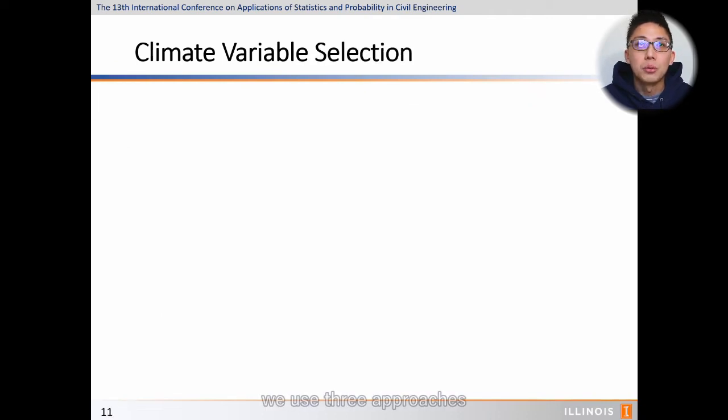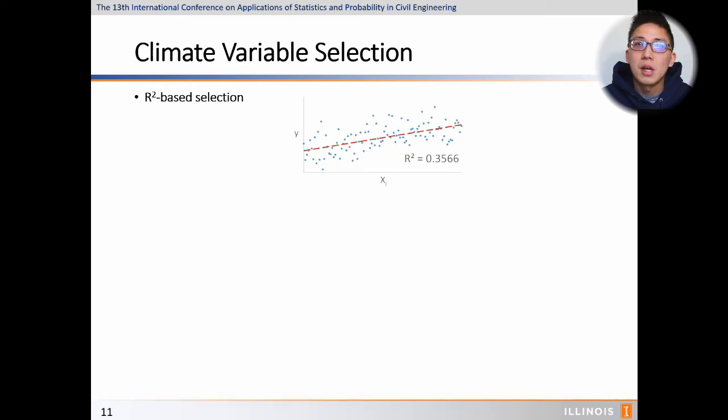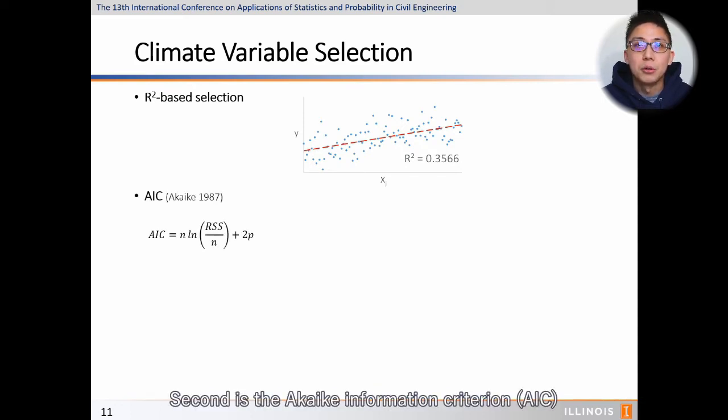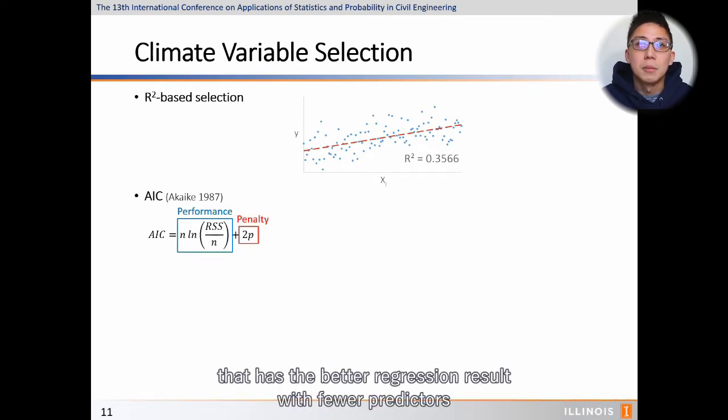For variable selection, we use 3 approaches. The first one is a very simple, straightforward approach. We use the R² of the one-to-one linear regression result of the hurricane parameters to each climate variable to decide which variables to be included. And second is the Akaike information criterion, AIC. The AIC comprises 2 parts, regression performance and the penalty. We want to minimize the AIC, so we try to find the subset of variables that has the better regression result with fewer predictors.